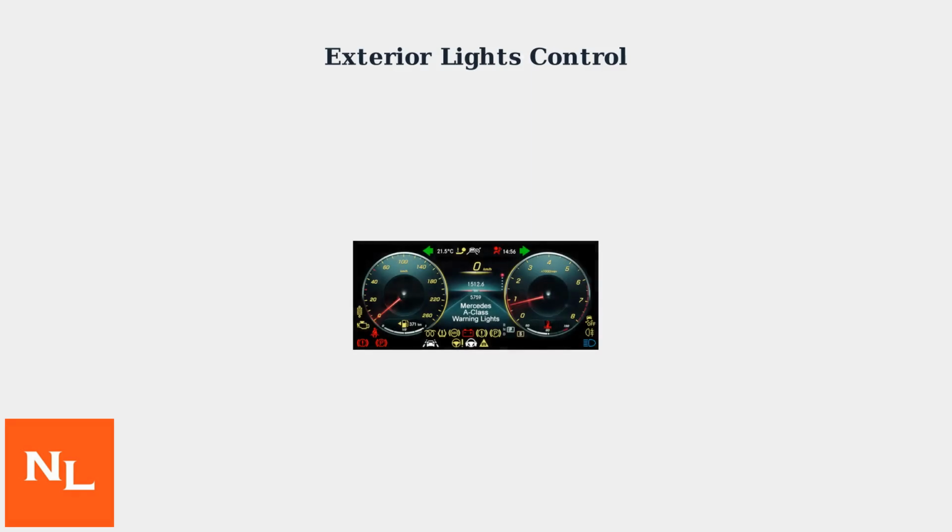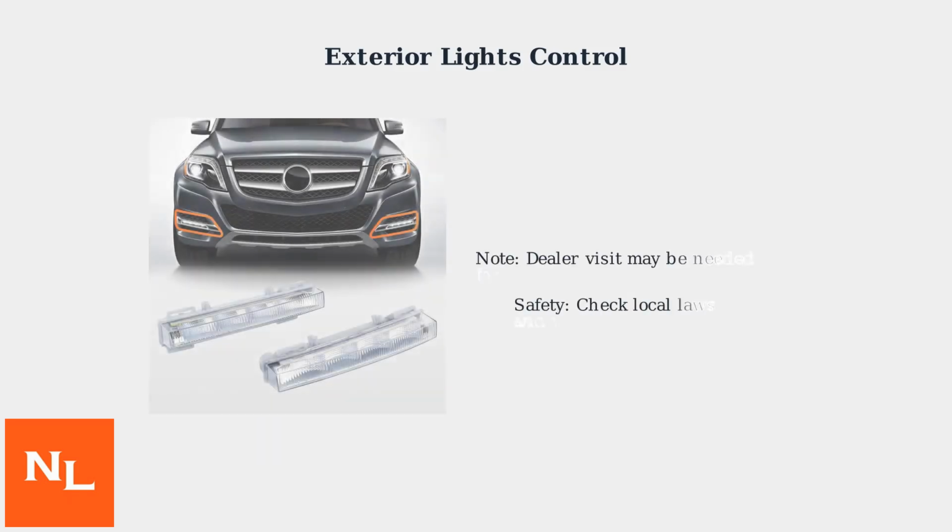To disable daytime running lights, press the button on the left stalk to access the instrument cluster settings. Navigate to lighting or vehicle menus to toggle DRLs off, available on models like GLC and S-Class. Some models may require a dealer visit or diagnostic tool. Always consider local laws and visibility when disabling lights.